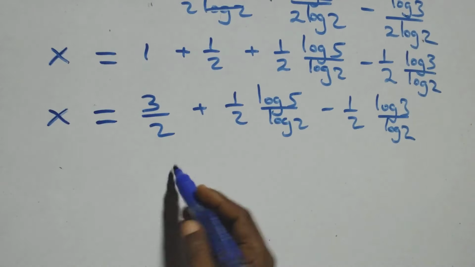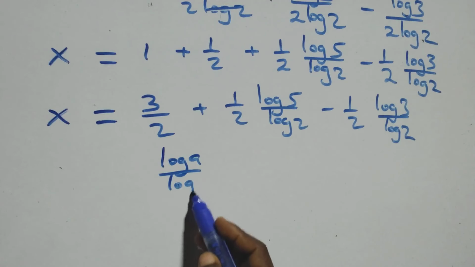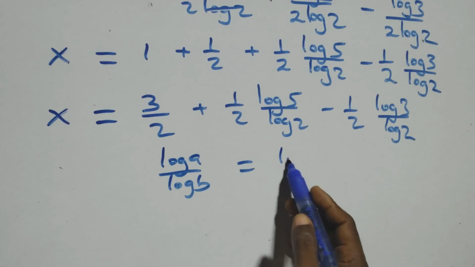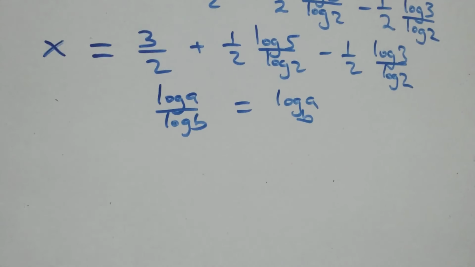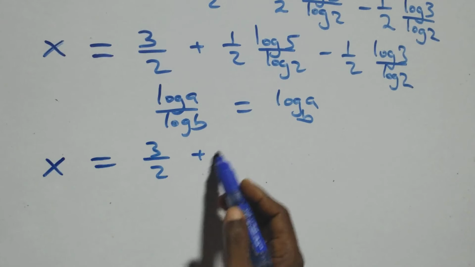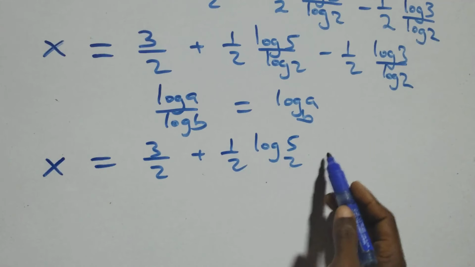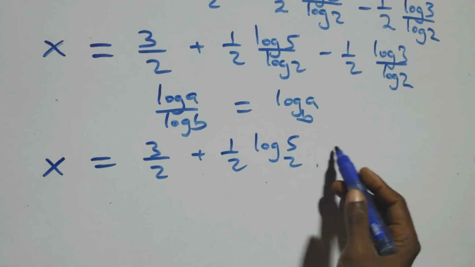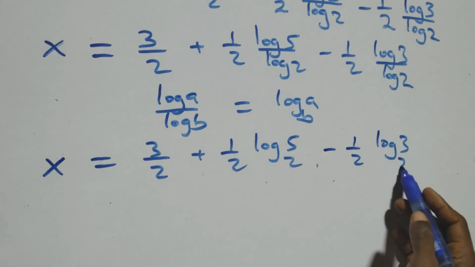Then we apply change of base here. When we have log A over log B, this is the same thing as log A to base B. That is, here we have x equals 3 over 2 plus 1 over 2 log 5 base 2, minus also 1 over 2 log 3 base 2.